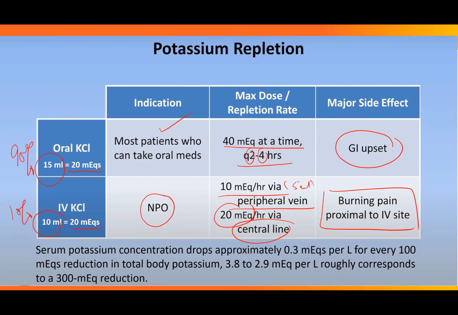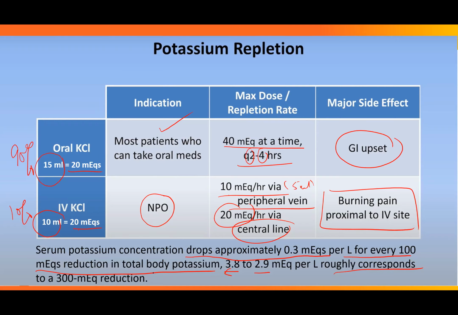Only 10% we require IV. Serum potassium concentration usually drops approximately 0.3 milliequivalents per liter for every 100 milliequivalents reduction in the total body potassium. If there is a total body potassium reduction of 100, you get a drop of 0.3 milliequivalents. So if somebody has got 2.9 and you want to put him to 3.8, that means roughly around 0.9 roughly corresponds to 300 milliequivalents reduction.